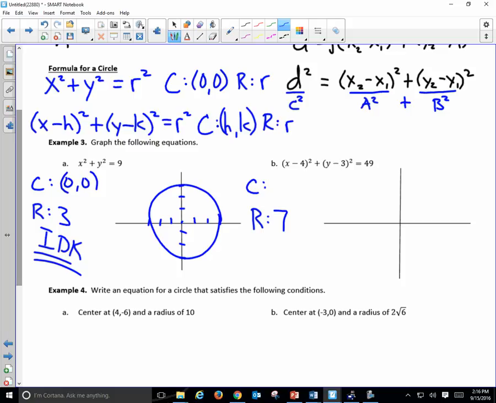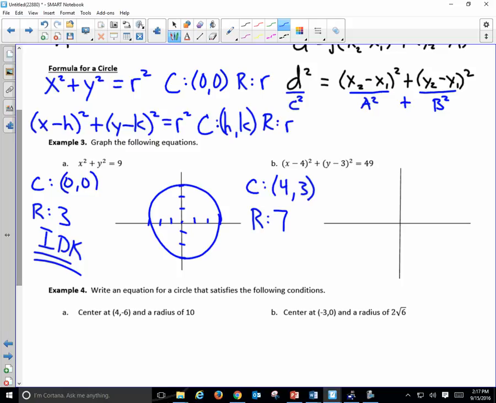But look at the formula. It says, if it says an x minus h, then the center is just h. So if it's an x minus 4, then the center is just 4. And it says y minus k. If it's y minus k, the center is at k. So for y minus 3, the center is at 3. So the center is opposite of what you think it would be. So if you see a -4, it's a +4. You see a -3, it's a +3 all the time.